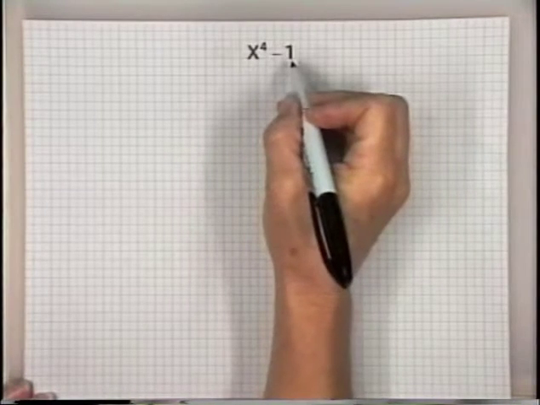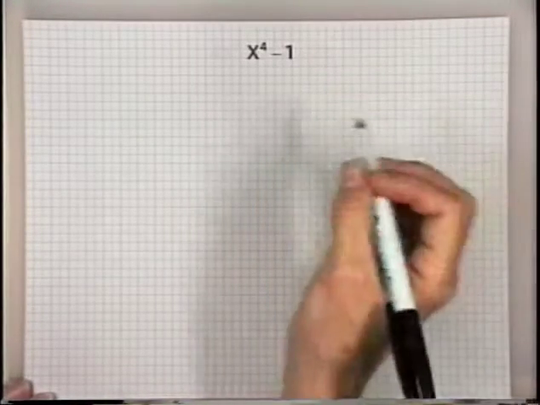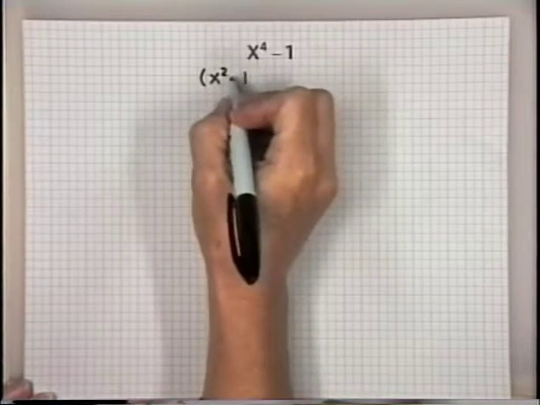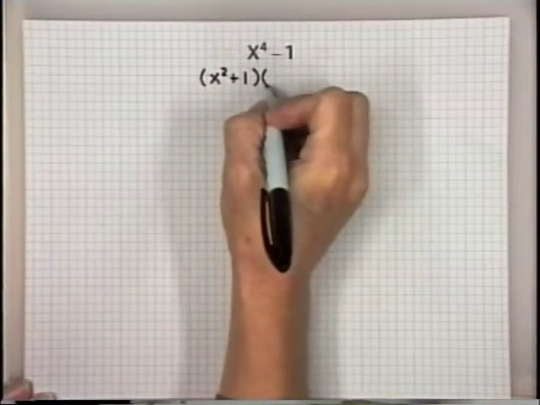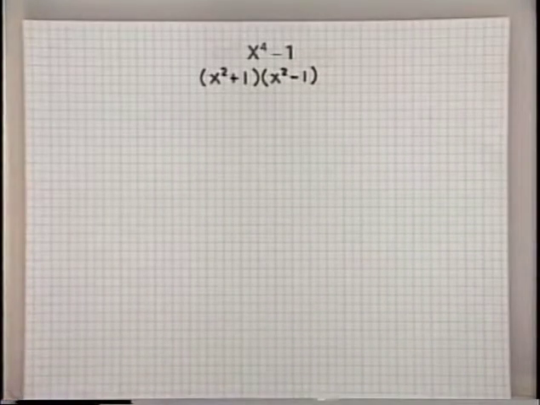Since we have a difference of squares, we know that the factors are the conjugates using the square roots of these terms. The square roots are x squared and 1. Conjugates means that in one factor we will use a plus sign, and in the other factor we will use a minus sign. So we have x squared plus 1 times x squared minus 1.